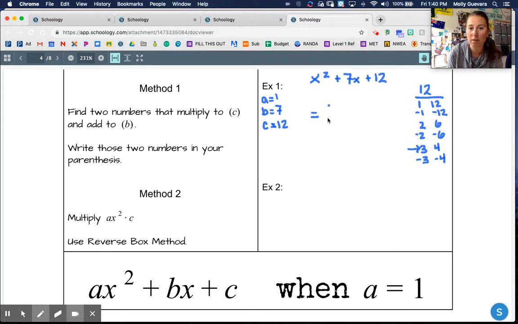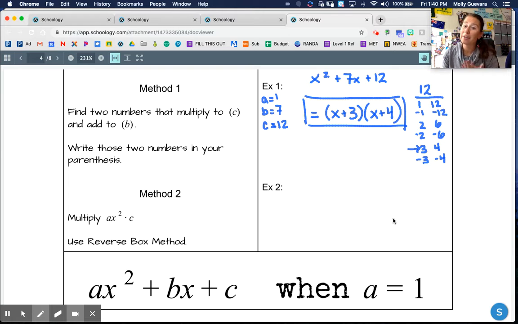Once I find those, I can just do x plus 3 because it's a +3, and x plus 4 because it's a +4. And that's it. That's my equation factored.